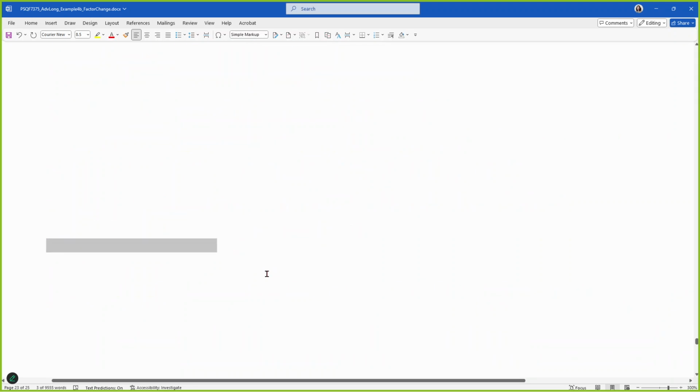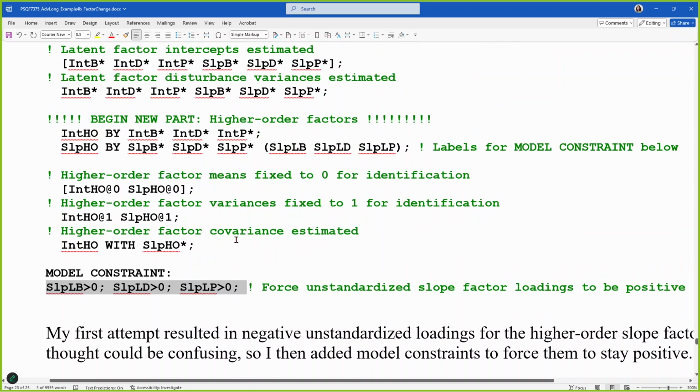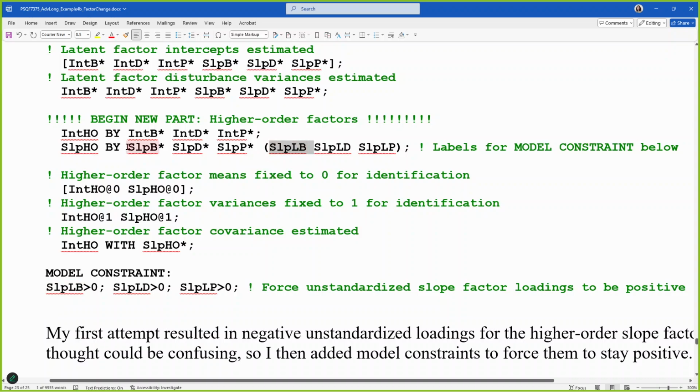And I had some problems with estimation, so I'm forcing these loadings to be positive. It flipped the wrong way for some reason, and I didn't like that. So this is how you use model constraint, by the way, to force parameters to stay within boundaries or otherwise the direction that they want. You label it, and then you say, hey, can you make that thing greater than 0, where that thing is whatever this parameter is estimated to be. So I'm forcing the unstandardized loadings to be positive for the slope.